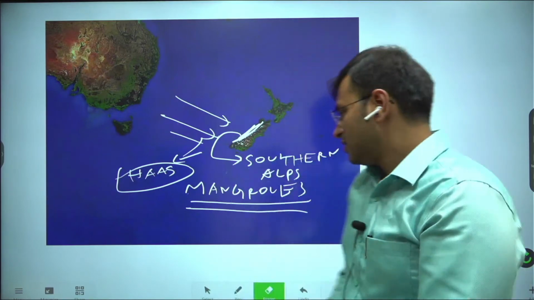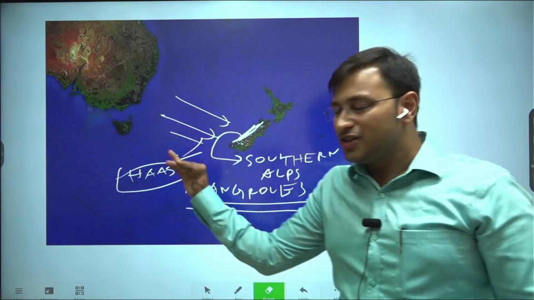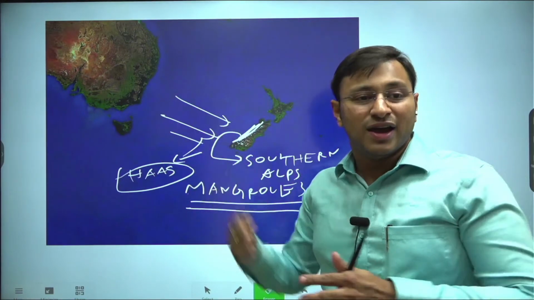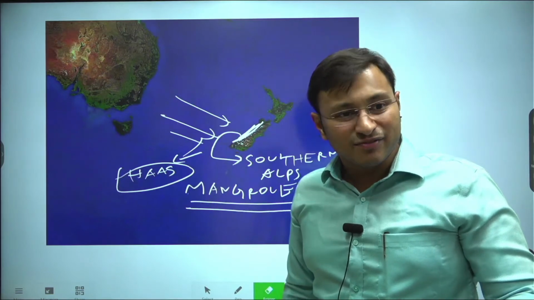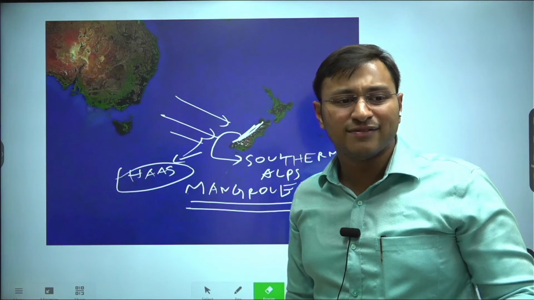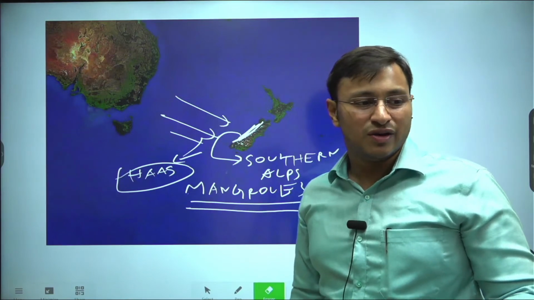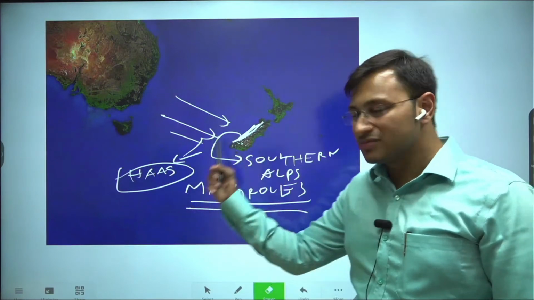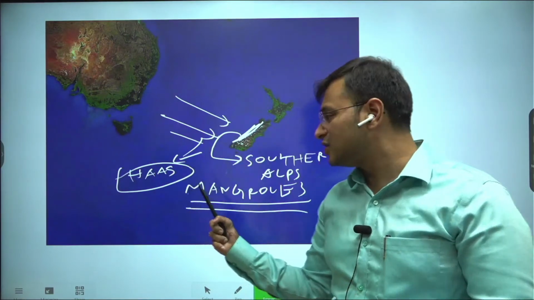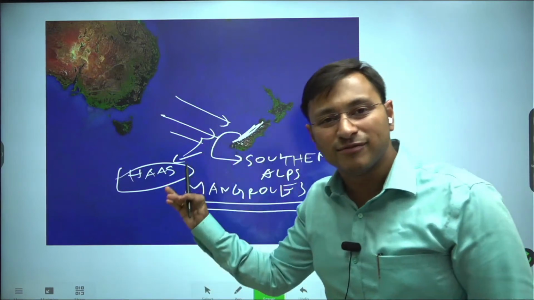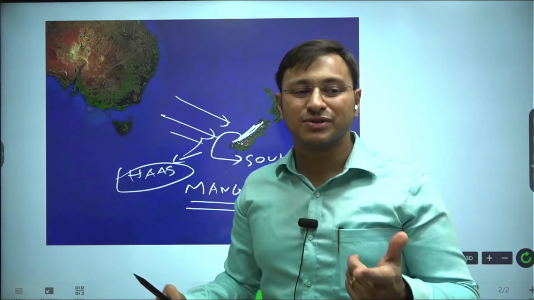So New Zealand has a unique vegetation where you will have temperate evergreen rainforest, but along with that, you will also have mangroves. So please remember New Zealand from this perspective, that New Zealand is the only temperate topography where you will also have mangroves.